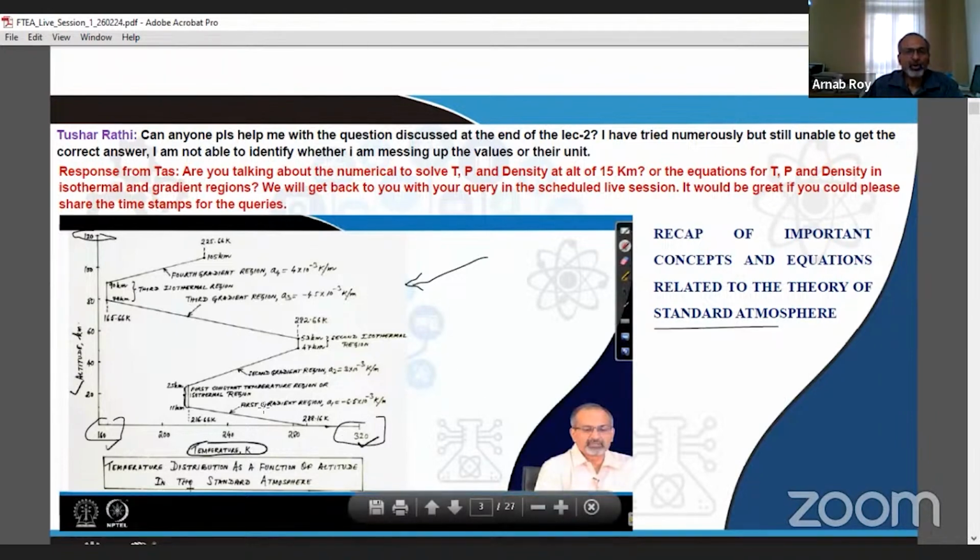As you may recall, we have the first gradient region here spanning up to 11 kilometers altitude from sea level. Then from 11 to 25 kilometers, we have the first constant temperature or isothermal region, followed by the second gradient region here up to 47 kilometers. 47 to 53 is the second isothermal region, and so on, till we range up to about 100 kilometers or so.